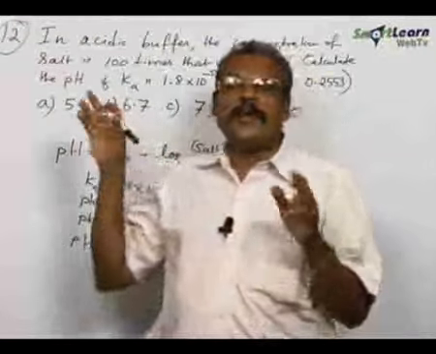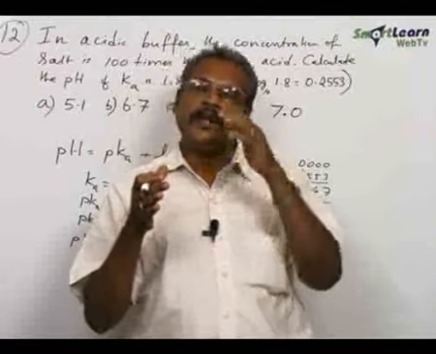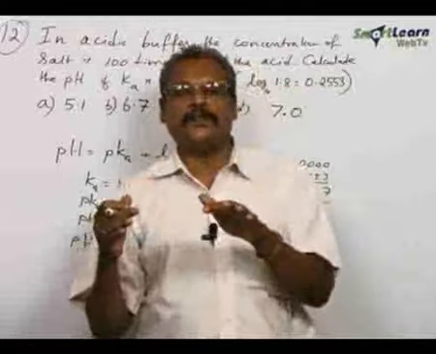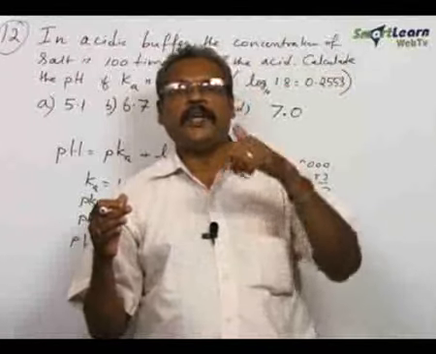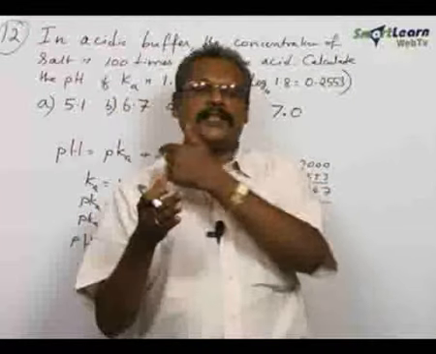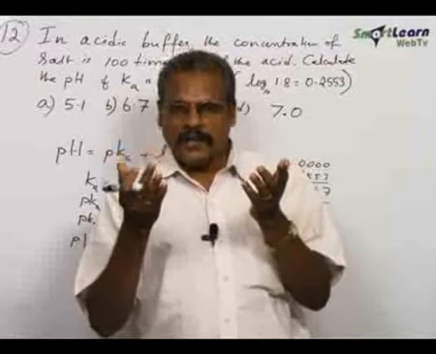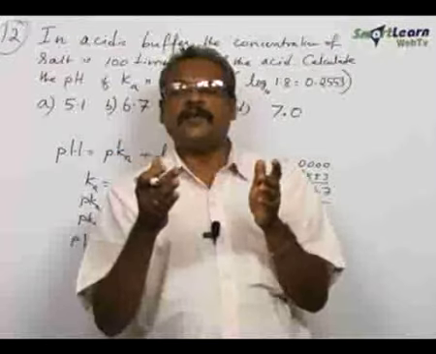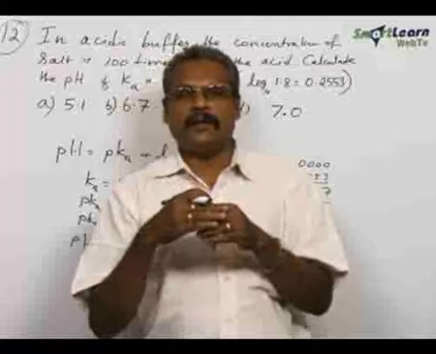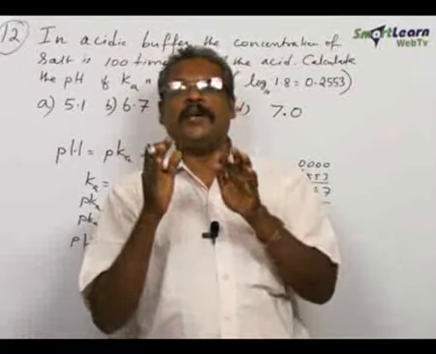And here option B is 6.7. So by using the Henderson equation we can calculate the pH, and similarly we can calculate the pH of basic buffers also. At that time we have to go for pKb. pKb is the negative logarithm of the Kb value. So just like we calculated pKa from Ka, from the Kb value we can calculate pKb and substitute in the Henderson equation. Therefore by using the Henderson equation we can very easily calculate the pH of buffers.